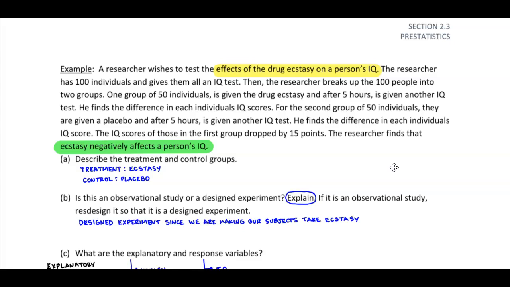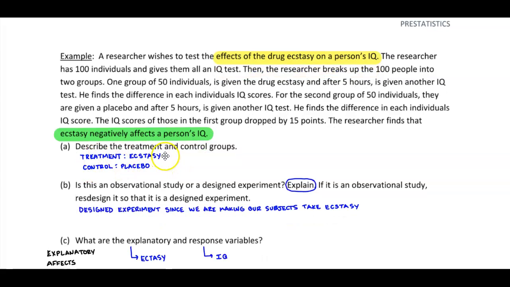He finds a difference in each individual's IQ scores. For the second group of 50 individuals, they are given a placebo and after 5 hours is given another IQ test. He finds a difference in each individual's IQ scores. The IQ scores of those in the first group drop by 15 points. The researcher finds that ecstasy negatively affects a person's IQ.